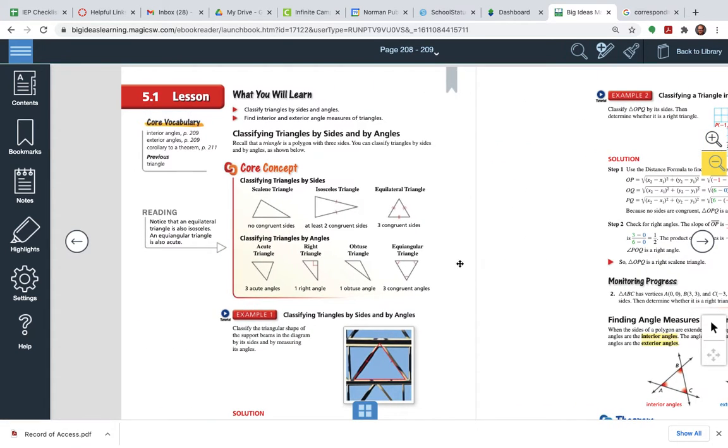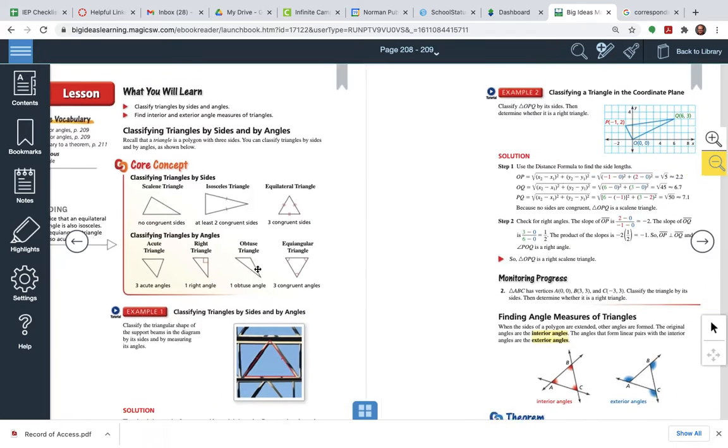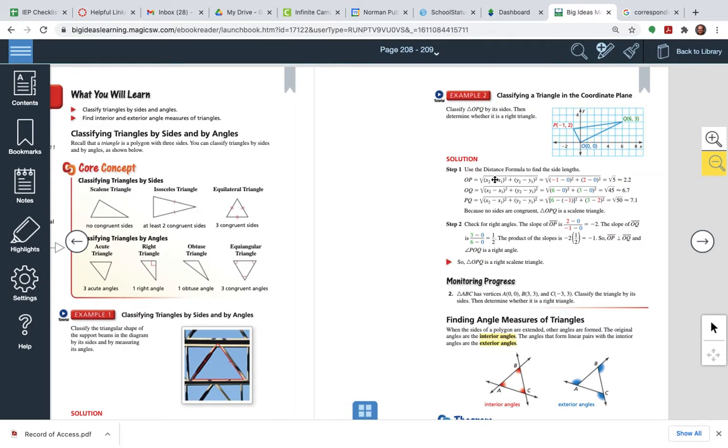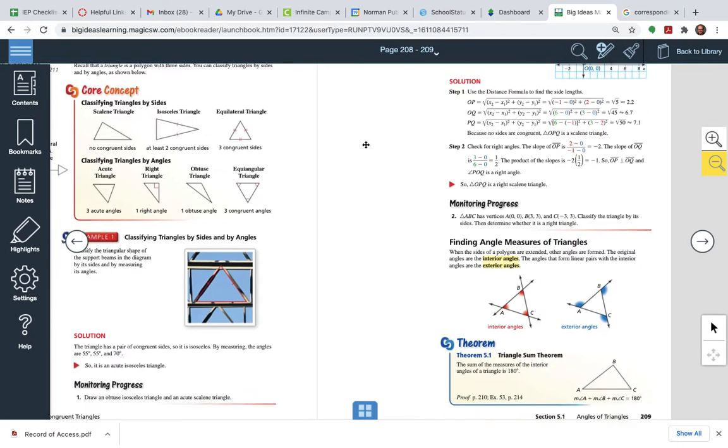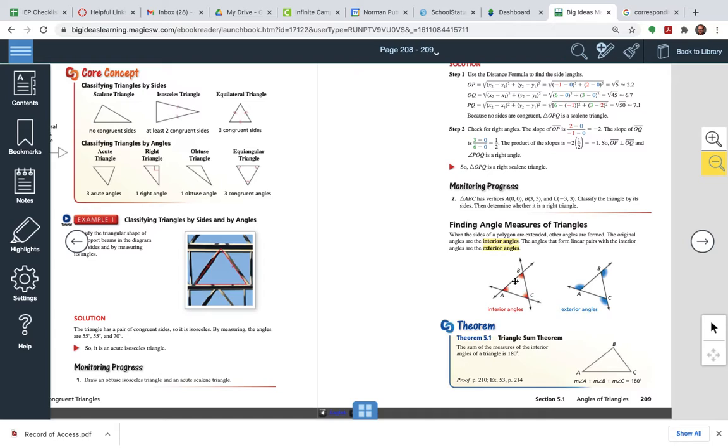So we're going to talk about different kinds of triangles. We're going to talk about different angle classifications. We'll be maybe touching on the distance formula and how you can use that to determine how big this triangle is. We'll be talking about interior angles and exterior angles and the importance there.